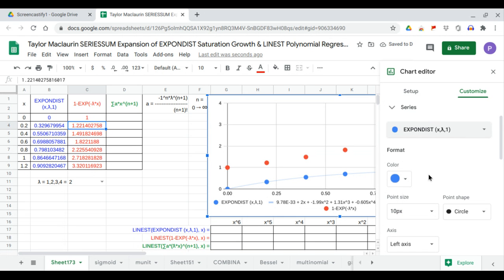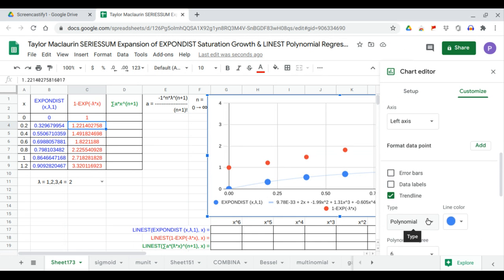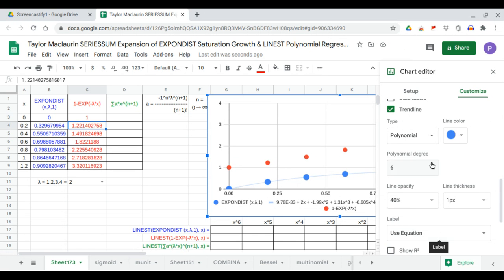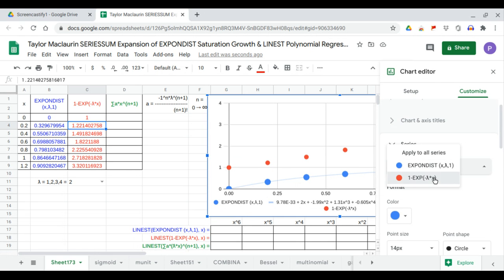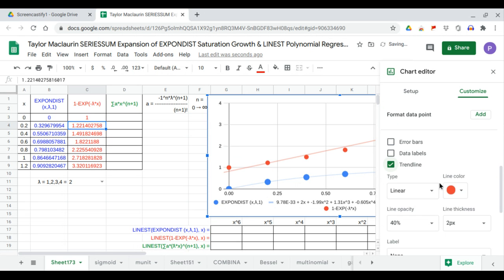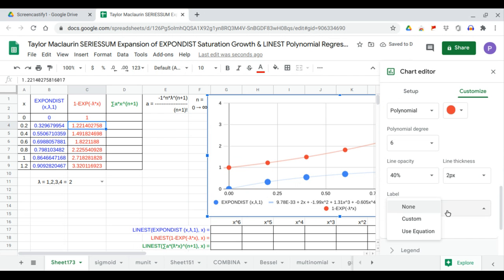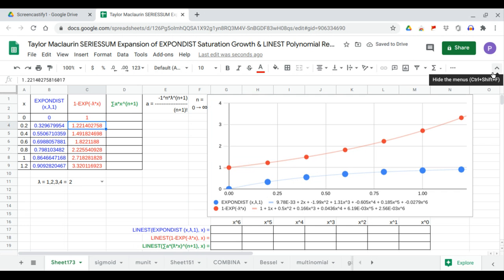While the EXPONDIST, make it the largest, and we'll show the polynomial trend line to the 6th degree for the exponent. Exponent has no trend line, so we add a trend line. But the trend line has to be polynomial at the same degree, 6. And we also show the equation as label. There's the equation. Close. So we have the trend lines, and the trend line equation, the polynomials.